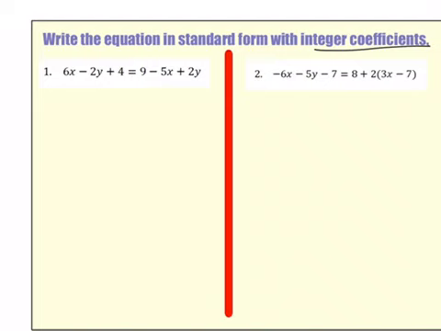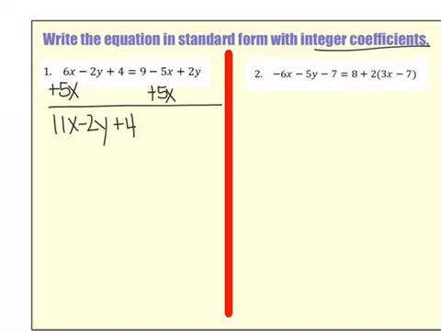So in number 1, I'm going to move the x to the other side first. Since this is a negative 5x, I'm going to add 5x. And when you add 5x on this side, you need to make sure that you add your x's with your x's. You have to combine like terms. So I'm going to get an 11x. I still have a minus 2y plus 4 is going to equal, I still have a 9 on that side, plus 2y. So now I need to get the y's on the same side as the x's.